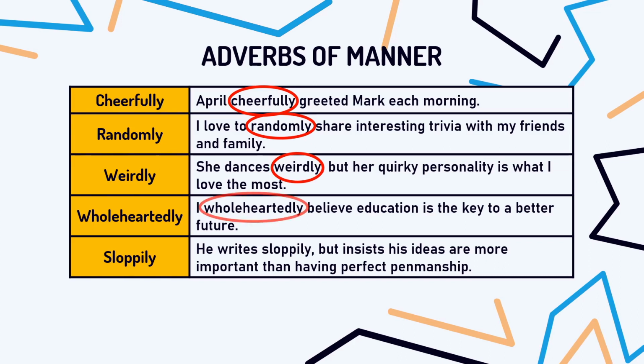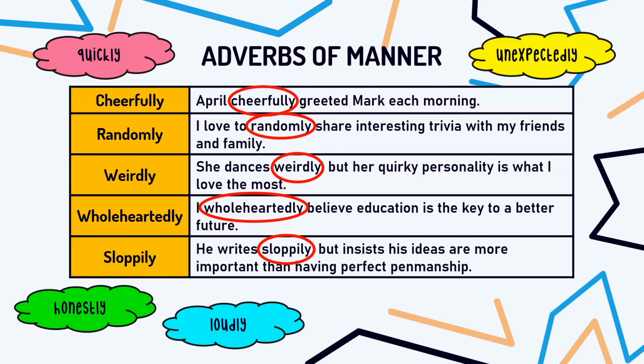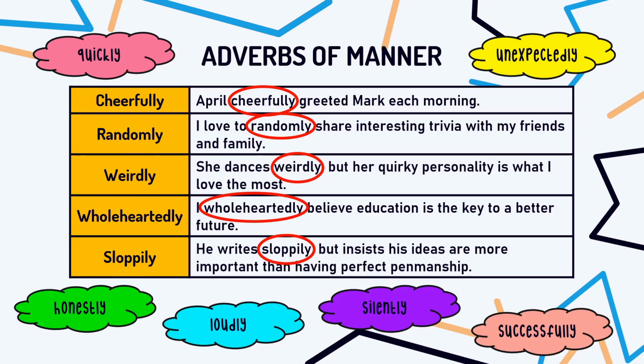Number 4, I wholeheartedly believe education is the key to a better future. And number 5, he writes sloppily. How does he write? He writes sloppily, but insists his ideas are more important than having perfect penmanship. So these words are explaining how the action is conducted, how the action is performed. Other words under the category of adverbs of manner are quickly, unexpectedly, harmlessly, loudly, silently, as well as successfully.